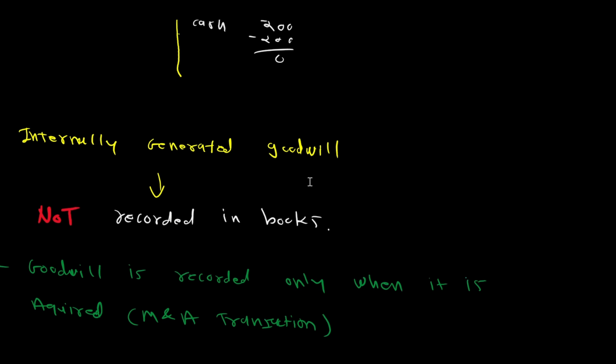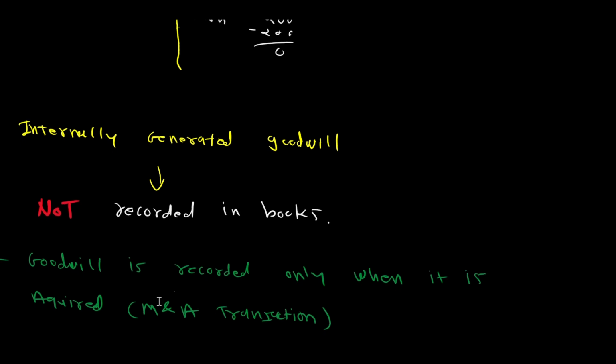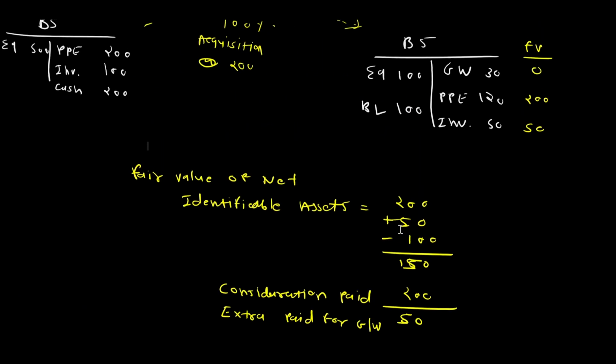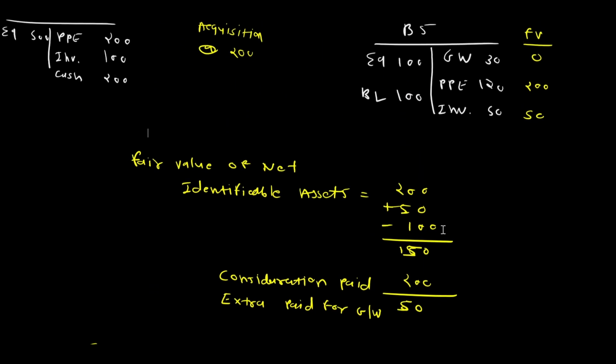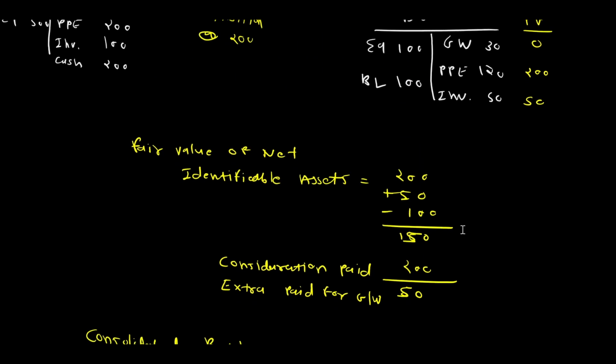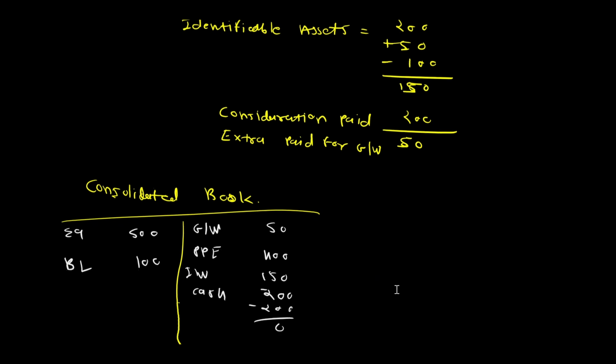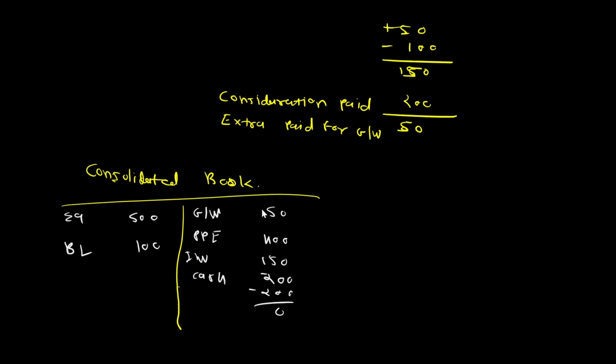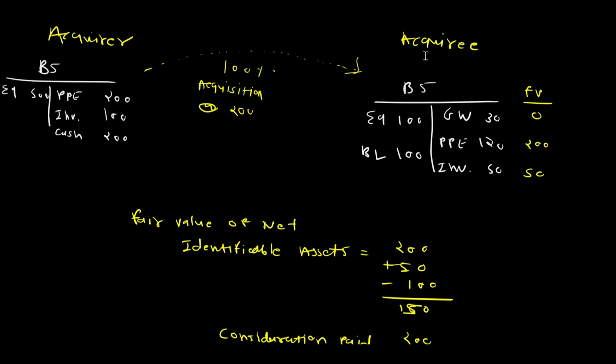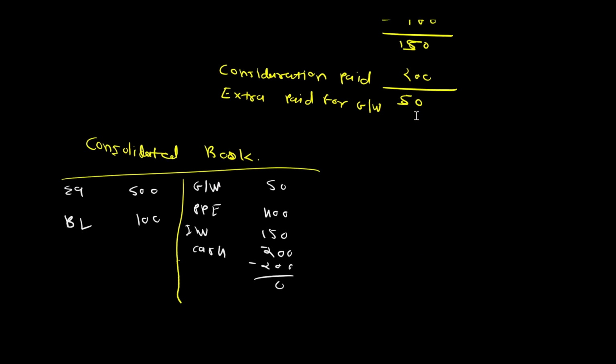Goodwill should only be recorded when it's acquired in an M&A transaction. For example, I have purchased a 150 rupees company at 200. My excess paid will be goodwill for that company. So this goodwill is not mine. This goodwill is the acquired company's goodwill. It's not mine. Okay.